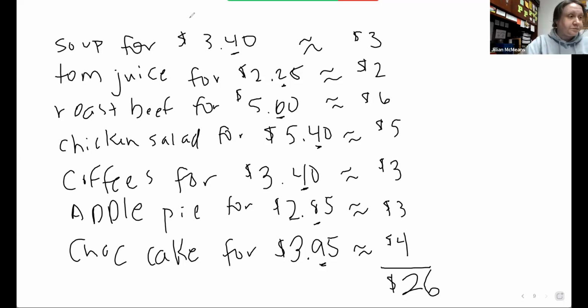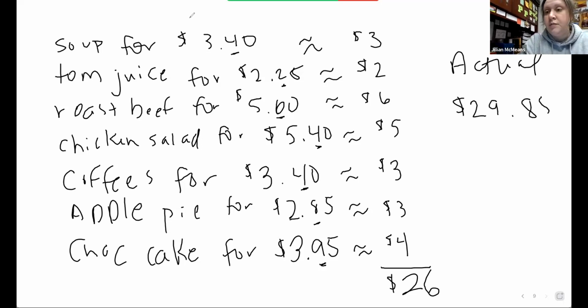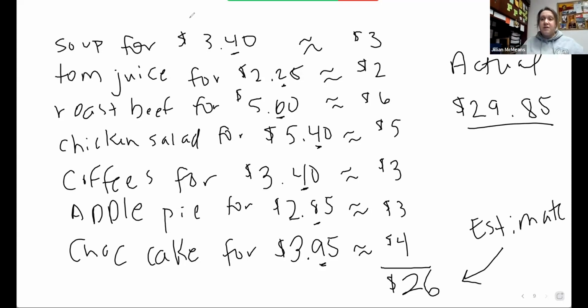The second part says that the total bill before tax was actually $29.85. Is this amount reasonable? So the actual amount, if we took out a calculator and added $3.40 to $2.25 and so forth down the list, we would have gotten $29.85. This is the actual value. This is the estimate. What we want to know is, is the estimate reasonable? Well, in this case, not really. If you did this estimate rounding everything to the nearest dollar and thought our bill's going to be $26, you'd end up almost $4 short.